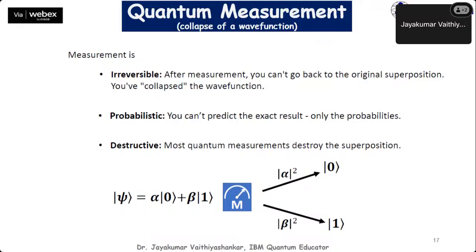This state will collapse and give output in such a way that either you will get value 0 or value 1, like binary. That is why measurement is always related to destructive. It will collapse your superposition state. It will destroy your superposition state.